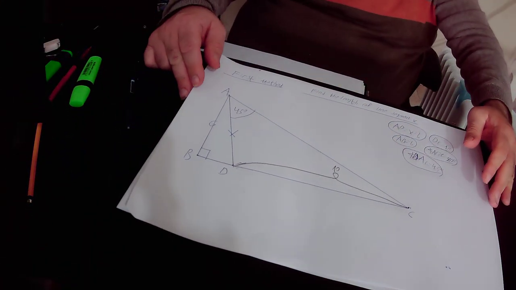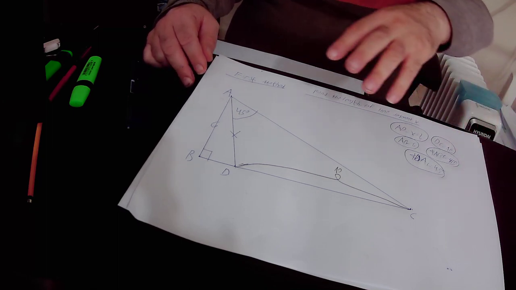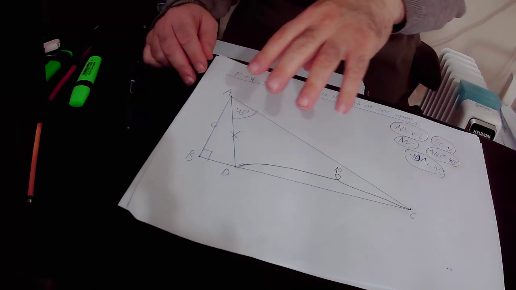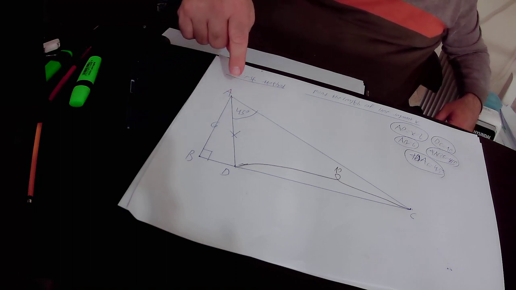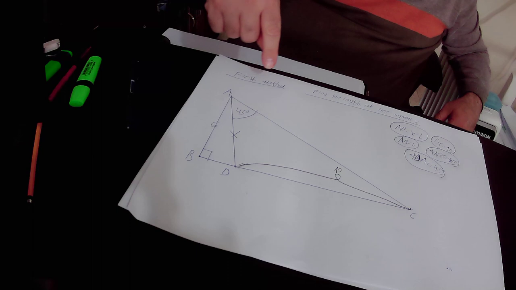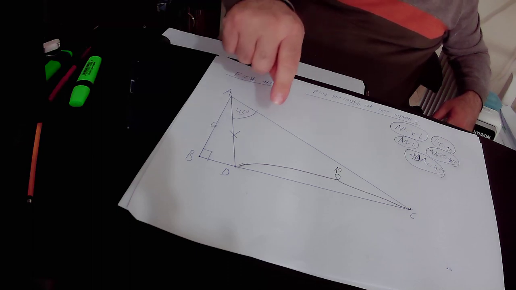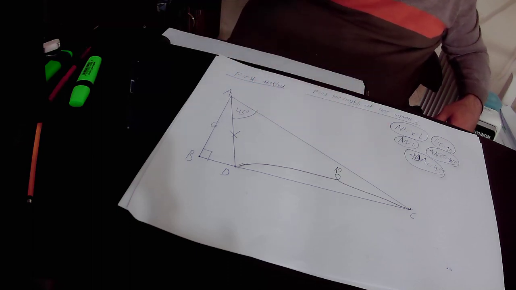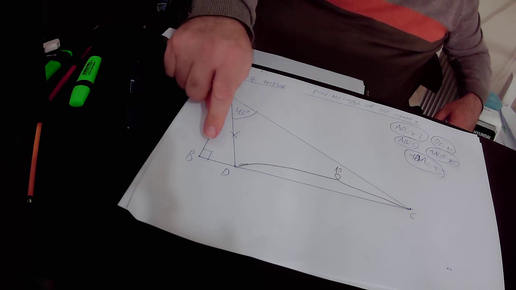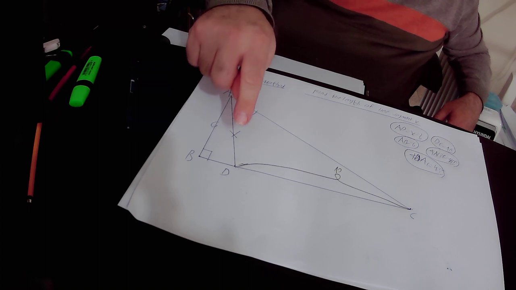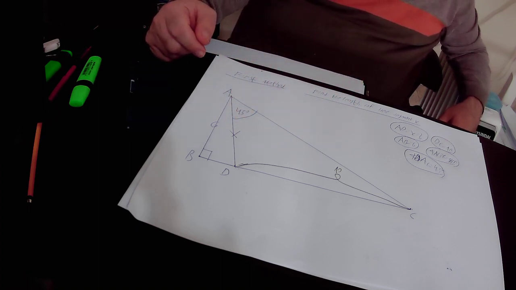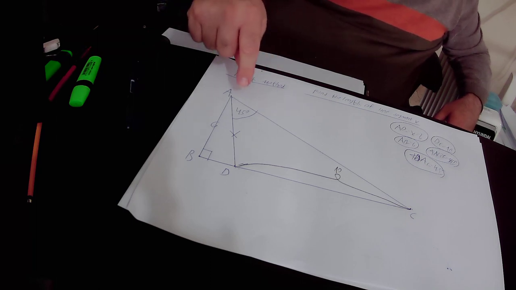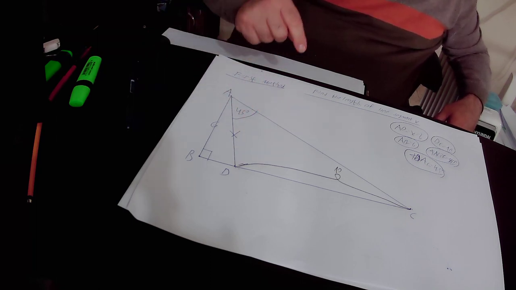In the drawing, we have the right triangle ABC. We know that side AB of the right triangle equals 6 units. Side DC equals 10 units. Angle ABC is equal to 90 degrees. It is a right angle. Angle DAC equals 45 degrees. And we want to find the length of line segment AD, which equals X.